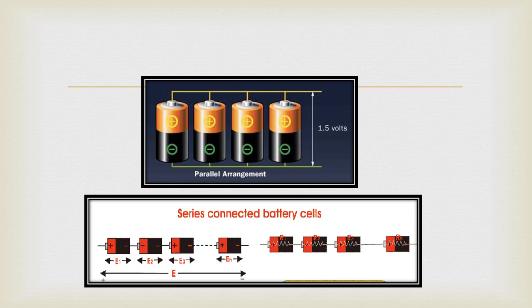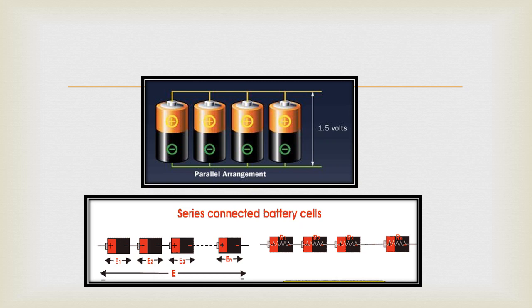One cell means a single cell, but if many cells are connected in a line, it is called a battery, and I have already told you about this in the figure showing the symbol of a battery. In this series connection, in the second diagram you can see how the cells are connected in series, that means in one line.